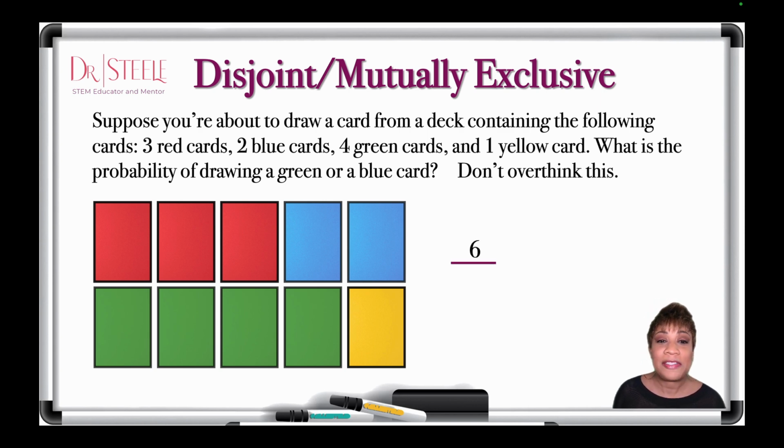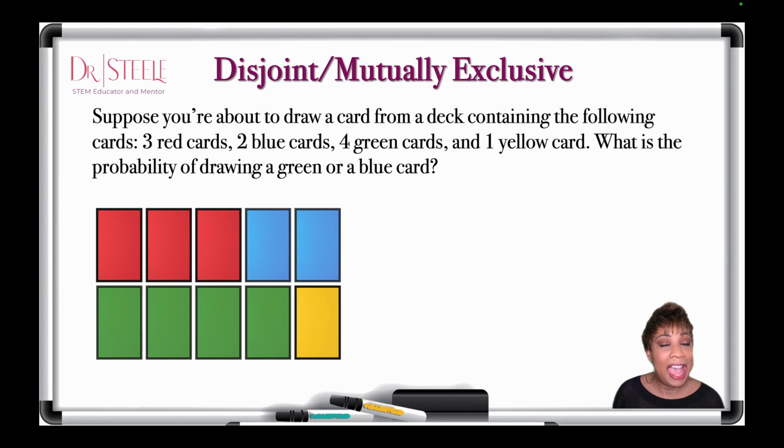Okay, so we have 6 because we have 4 green cards and 2 blue cards. That equals 6. So we have a total of 6 out of 10 cards, and we always want to simplify. If we divide 6 and 10 by 2, it's going to simplify to 3/5. Great. Now, that's looking at a picture, giving some information. You can do that. Now, let's have the same thing, but now let's use a formula.